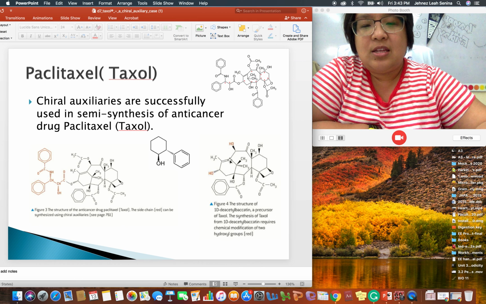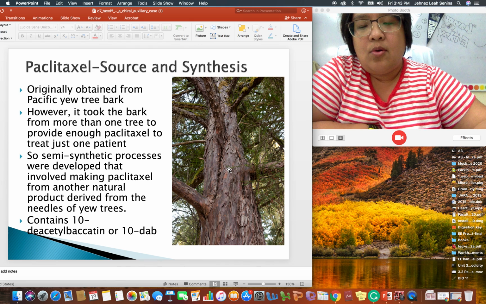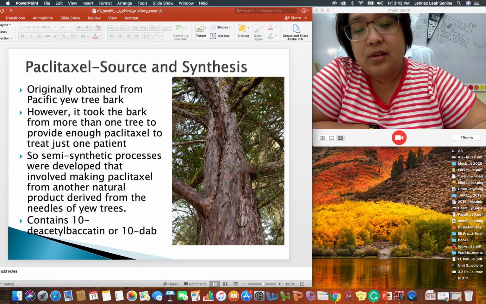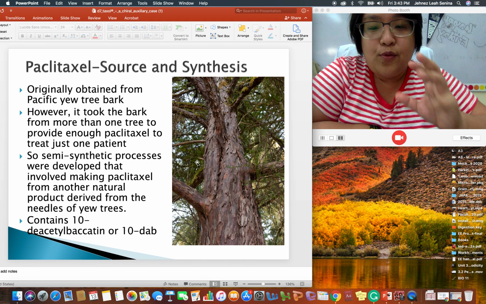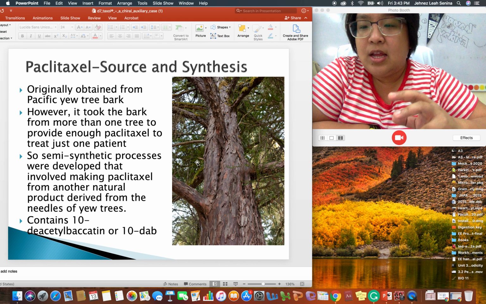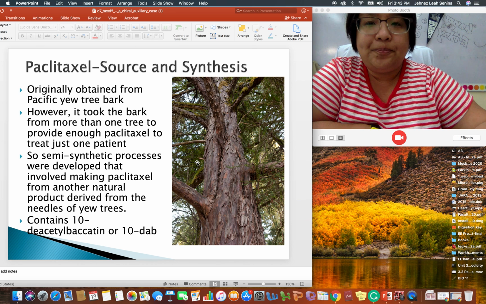So we get this 10-DAB and then we just put an R group. This one we can collect from the leaves of the tree. Okay, the tree has so many leaves, so we just get it from the leaves. And then we transform the molecule from 10-deacetylbaccatin into Taxol. Okay. Don't forget we use chiral auxiliaries for that. All right.